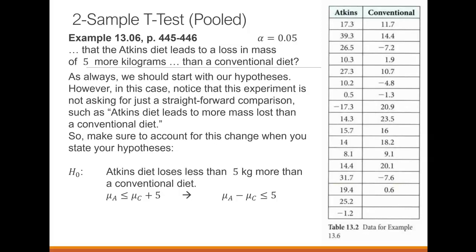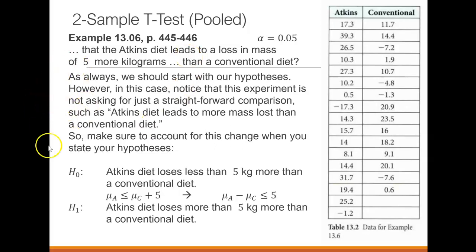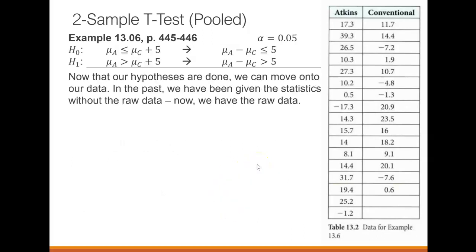Everybody's okay with how I wrote that? And my null then would be the Atkins diet loses less, or my alternative would be loses more than 5 kilograms more than the conventional. So far, so good. We have our hypotheses.